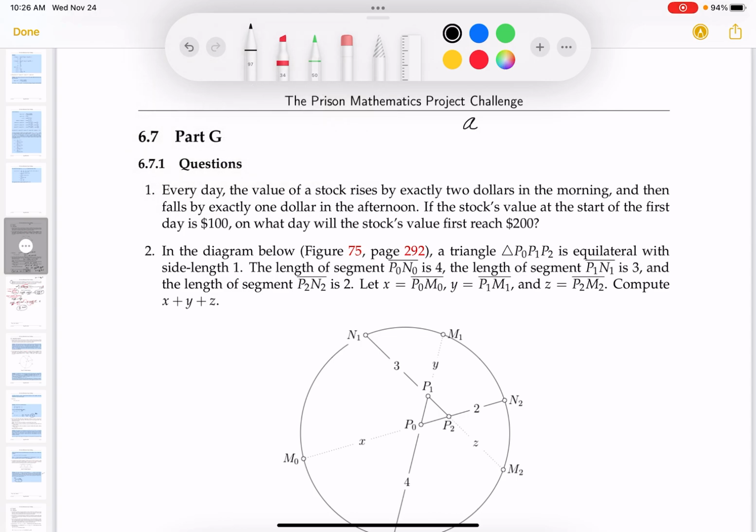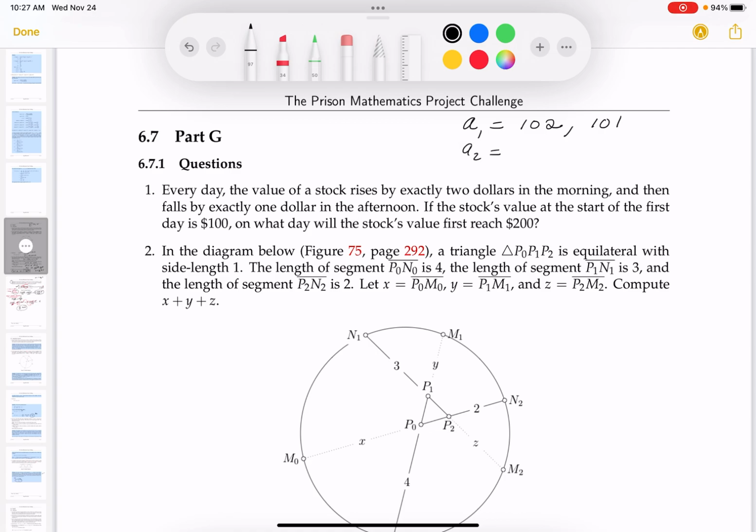A1, that's the first day. It starts at 100, but remember, it rises by $2, right? So it says every day the value of the stock rises exactly $2 in the morning. So if it starts at 100, it would be $102 in the morning. But then in the afternoon, it drops another dollar. So it'll be 101. So I'll write down A2.